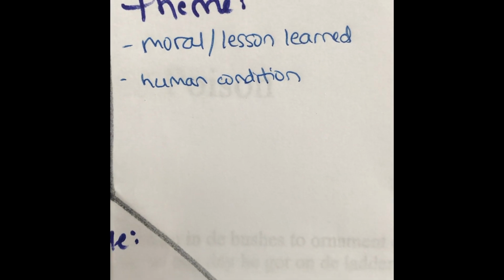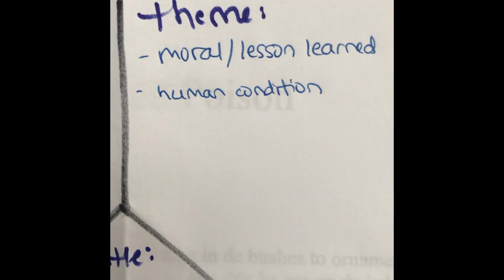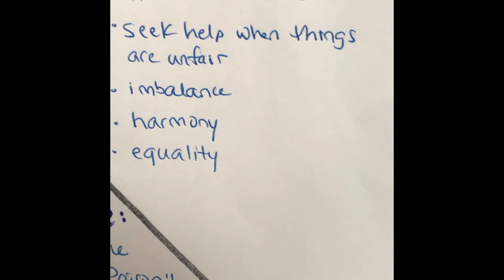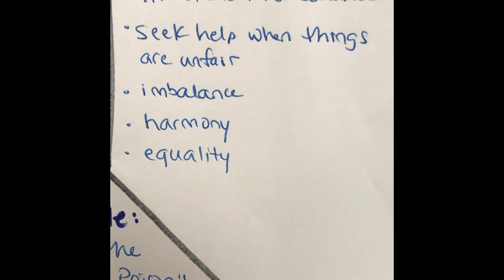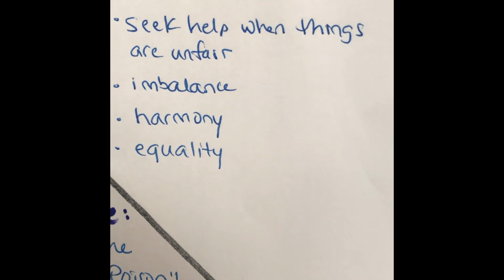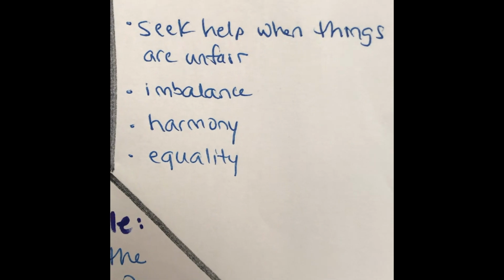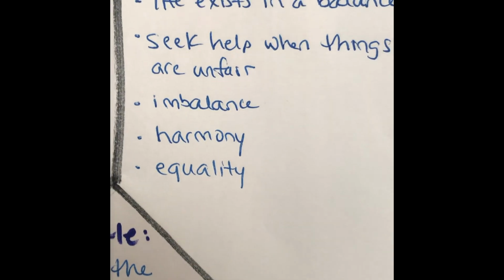You guys are pretty good with theme. You know that it's a moral or lesson learned. It can also be a human condition. In our story, we've got a lot. Some morals can be life exists in a balance, seek help when things are unfair. Some conditions of human life can be imbalance, harmony, and equality.